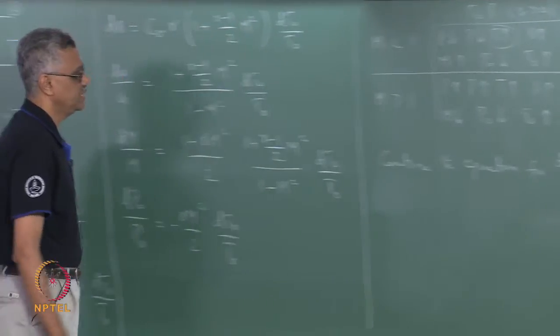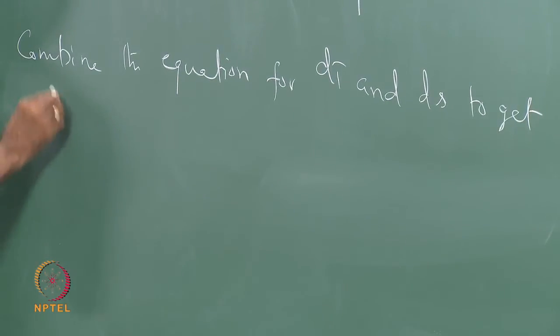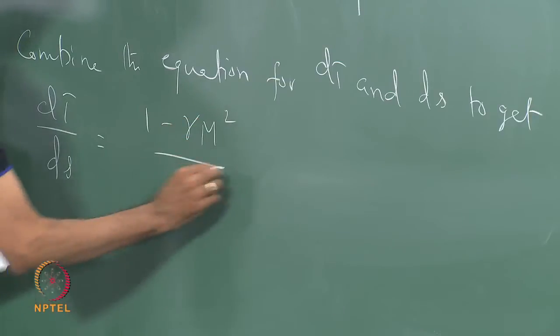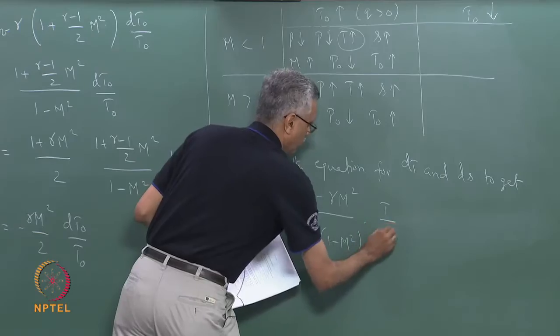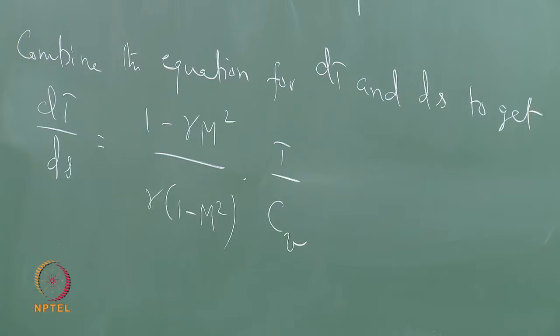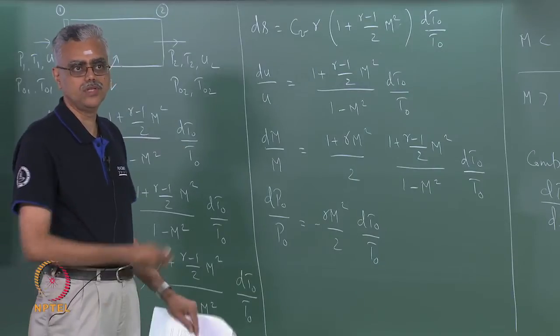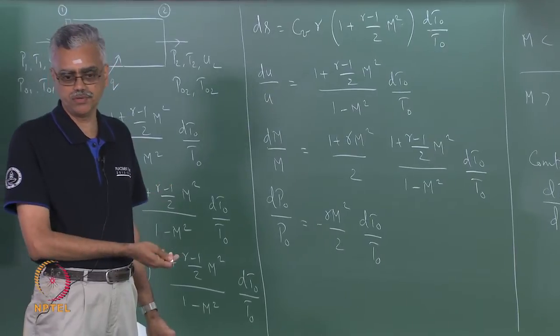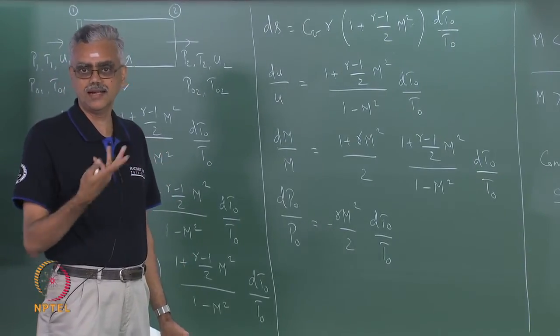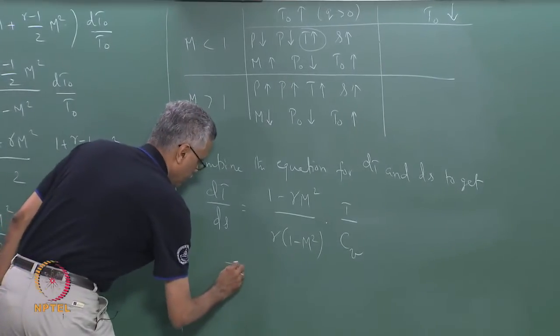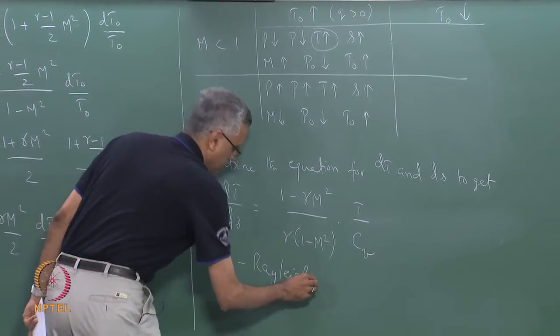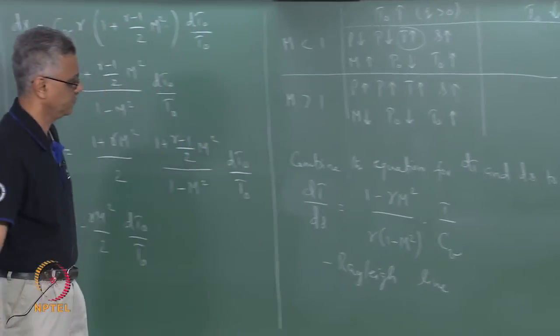So if I combine the equation for dT and dS, we get the following: dT over dS is equal to 1 minus gamma M squared over gamma times 1 minus M squared times T over Cv. So this is the equation that describes how the state is going to change, right? Remember, we use this type of equation to draw isobars, isotherms and isentropes and so on. We are going to use the same strategy to draw a line like this. This line on a TS diagram is known as a Rayleigh line. So when we complete drawing this line, this is known as a Rayleigh line, okay.